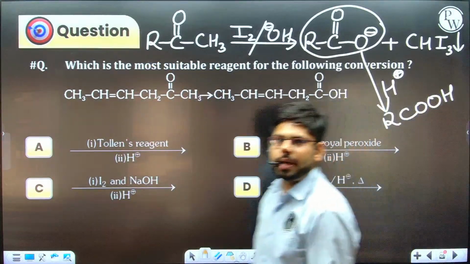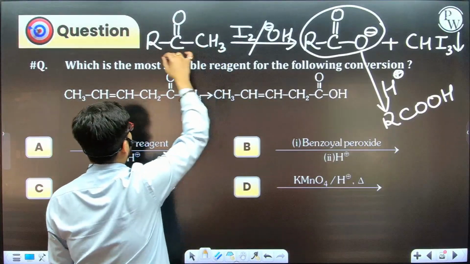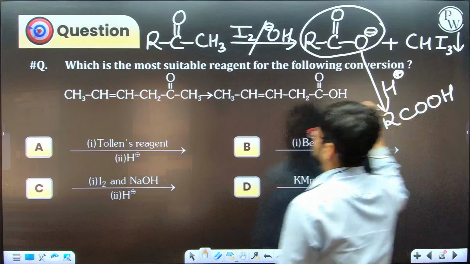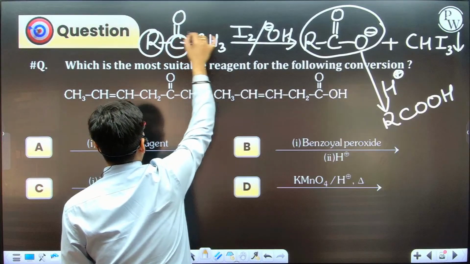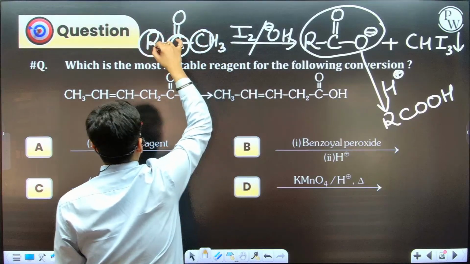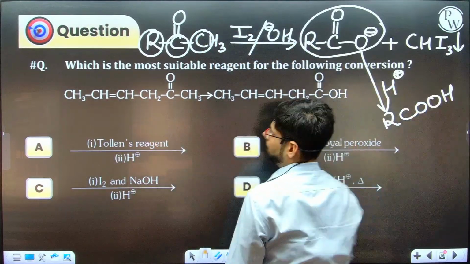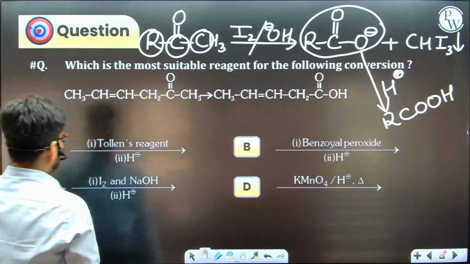The number of carbon atoms has decreased by 1. Here, if there are X carbon atoms, here we'll see that there are X minus 1 carbon atoms, because there are carbon atoms in R, there is the carbonyl carbon, and we have 1 carbon here. So if you see, this carbon is missing. Hence, the number of carbon atoms has decreased by 1. So the correct answer is option C.